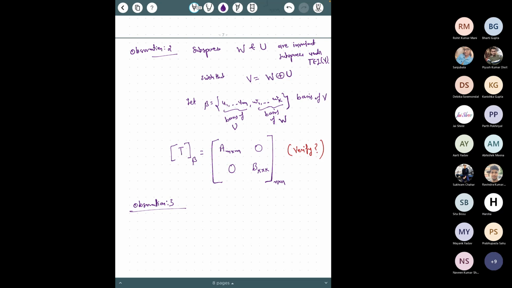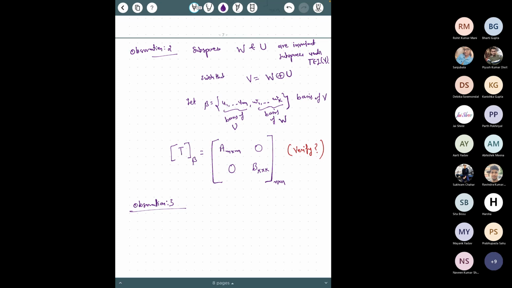Yes, sir. Yeah. So what best can we expect? Now can you tell me what best we can ask or what best we can hope for? A and B are diagonal. Yeah, the matrix of T is diagonal, but if I want to do it in a similar way, how should I achieve that?